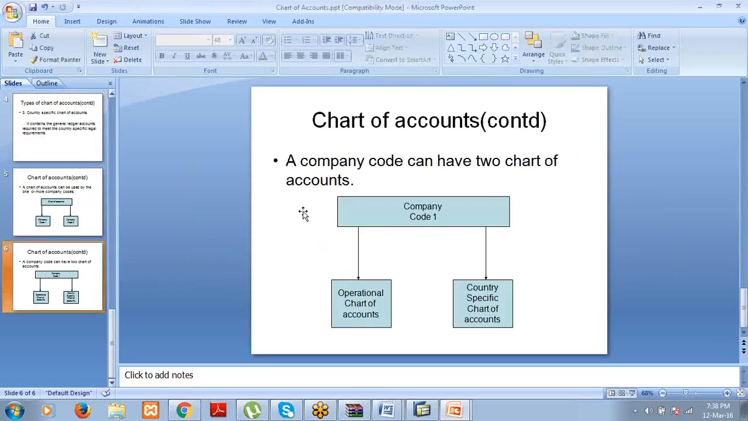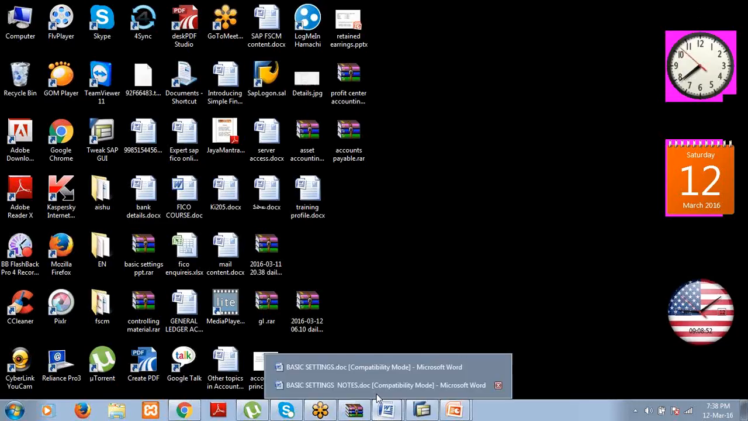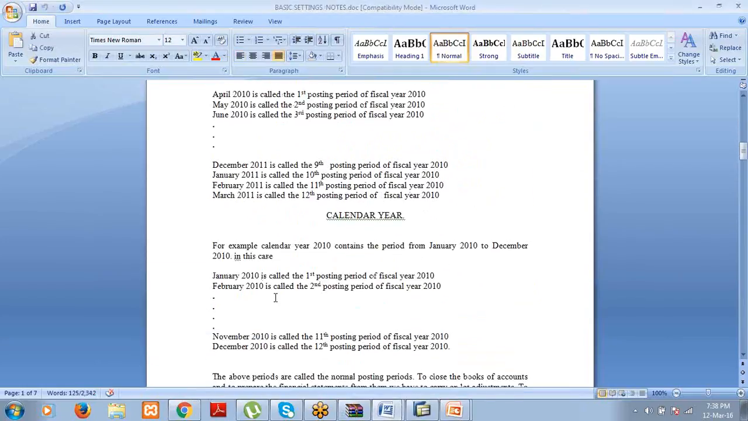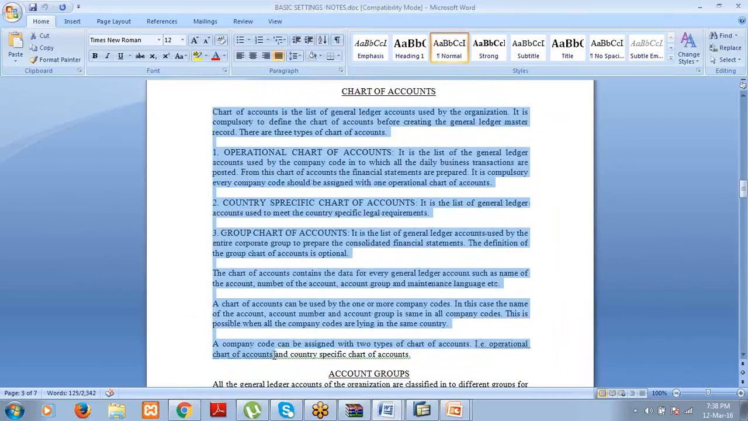Then, a company code can have two charts of accounts, meaning a company code can be assigned two charts of accounts. Number one, operational chart of accounts. Number two, country specific chart of accounts. More than two is not possible to assign to a company code. All this explanation I have documented in your notes. Before doing the practice, first read the notes on chart of accounts, then start the practice.